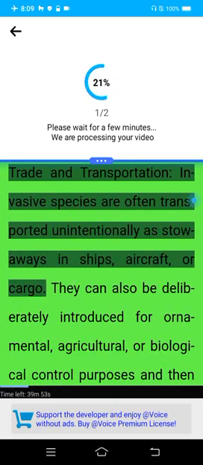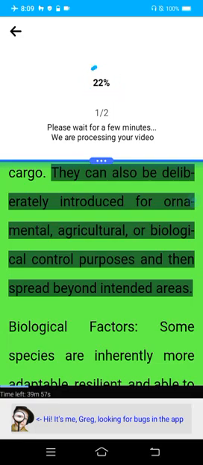often transported unintentionally as stowaways in ships, aircraft, or cargo. They can also be deliberately introduced for ornamental, agricultural, or biological control purposes and then spread beyond intended areas.